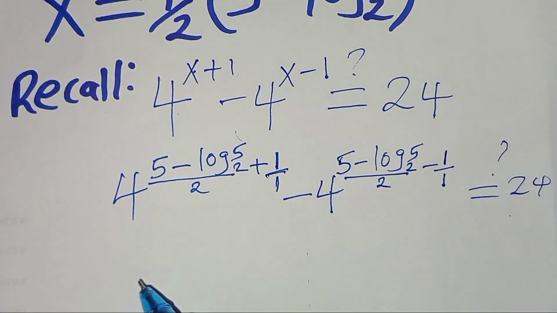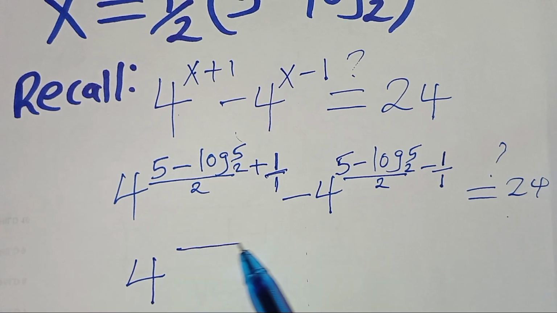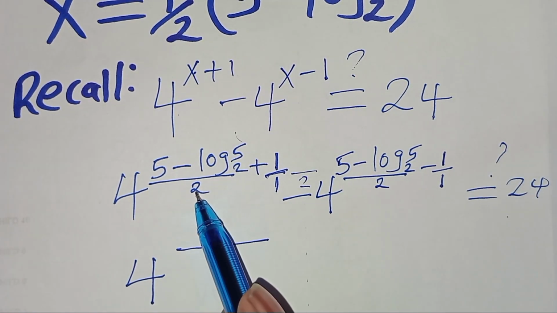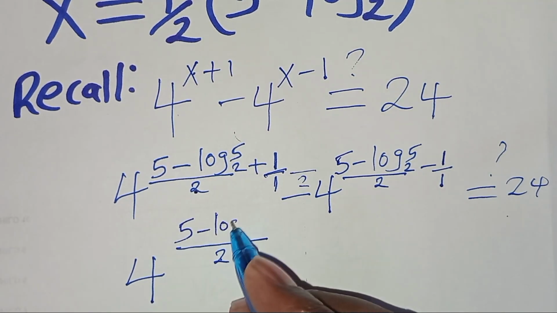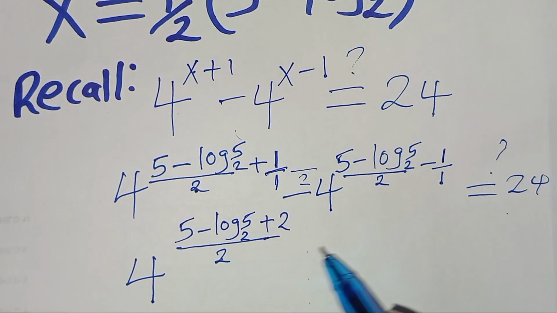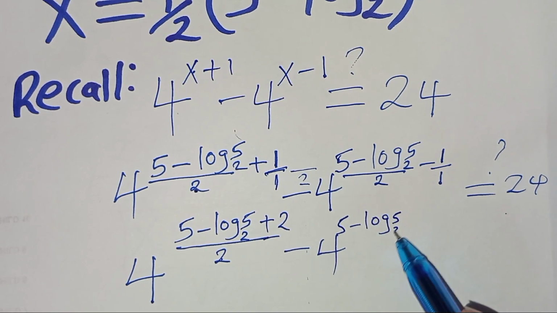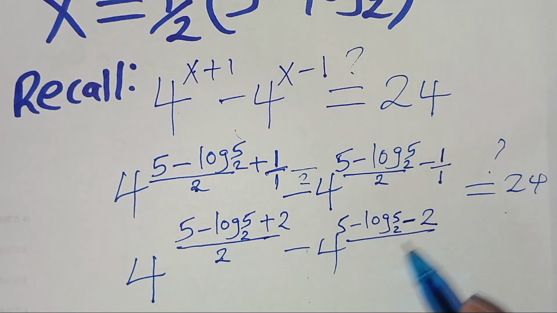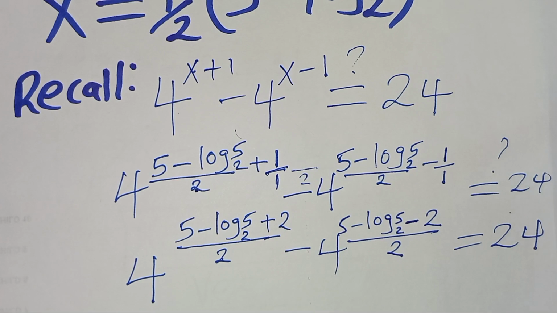Now, from what we have here, this is the same thing as 4 to the power of, okay? So here, we have the LCM as 2. So this is 2 divided by 2, which is 1, times 5 minus log 5 to base 2, plus 2. Then subtract 4 to the power of 5 subtract log 5 to base 2, okay? This is actually subtract 2 divided by 2. This should give us a value of 24, okay?